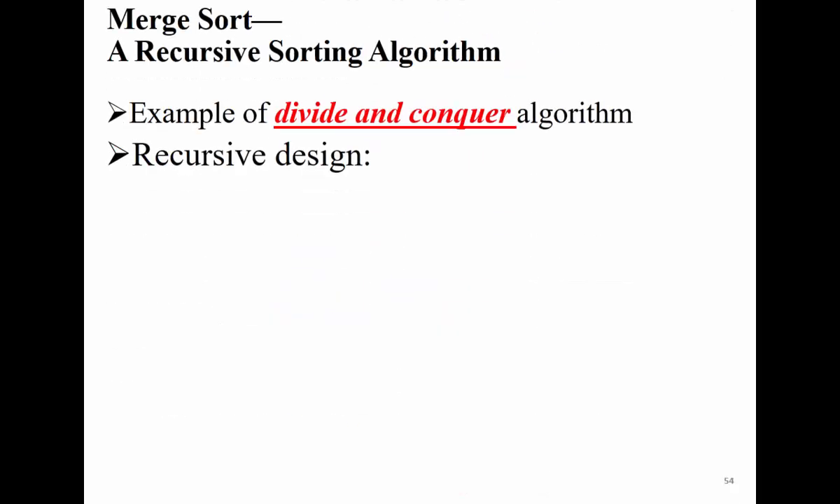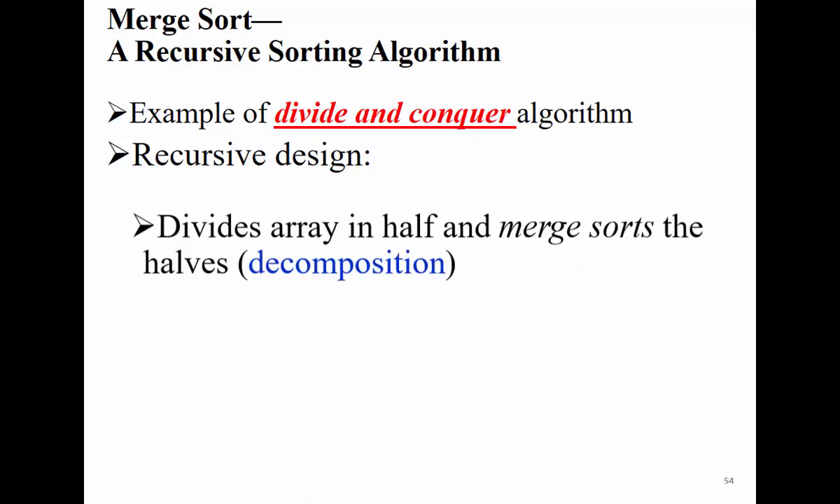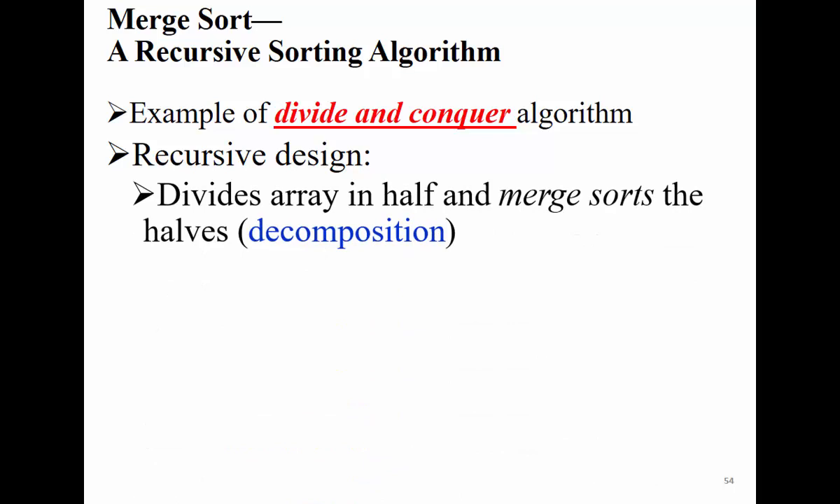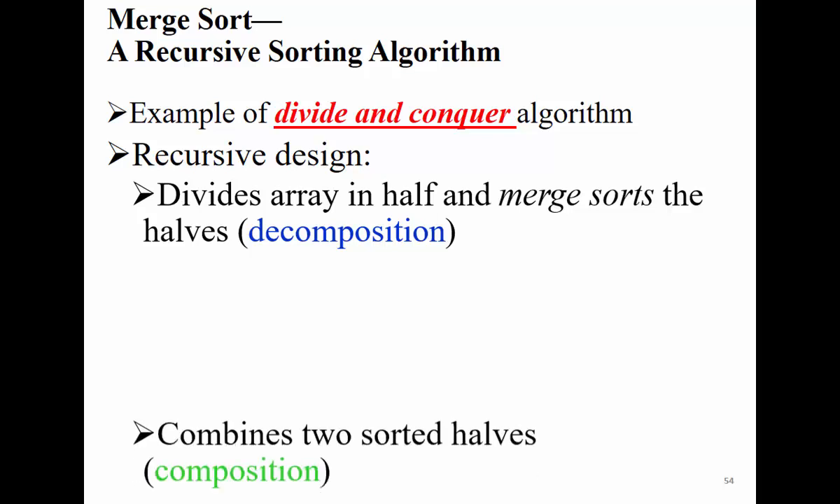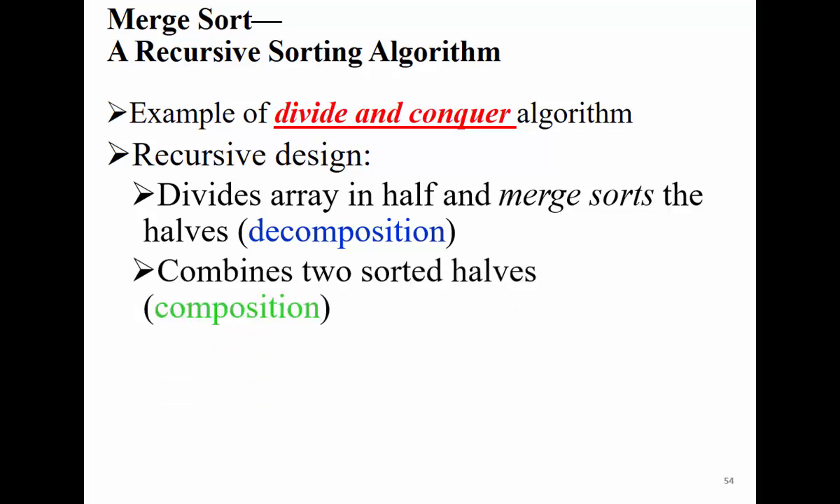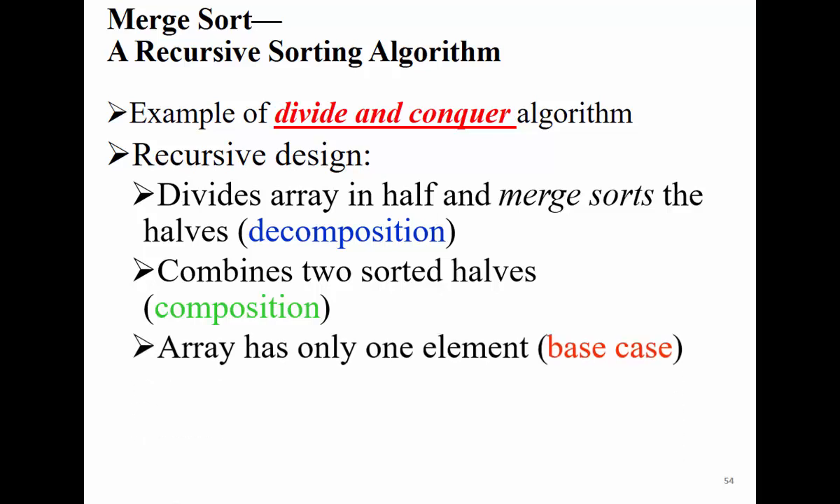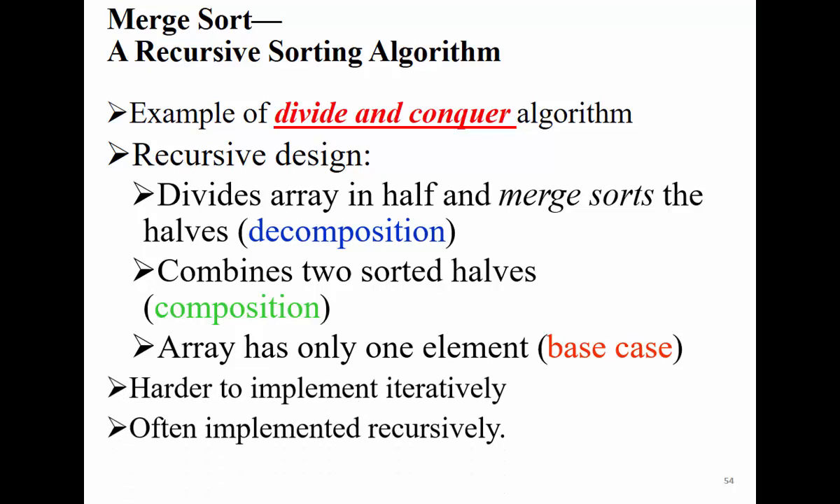Now let us go to the merge sort. Merge sort has a concept of divide and conquer. So you divide the problem, then you try to solve the small version of the problem. That is, divide the array in halves and merge sort each half. That is decomposition. Then combine the sorted halves. That is composition. Now, what is the base case? If you have an array of one element, it is already sorted. It's hard to implement iteratively, but it's very easy to implement recursively.